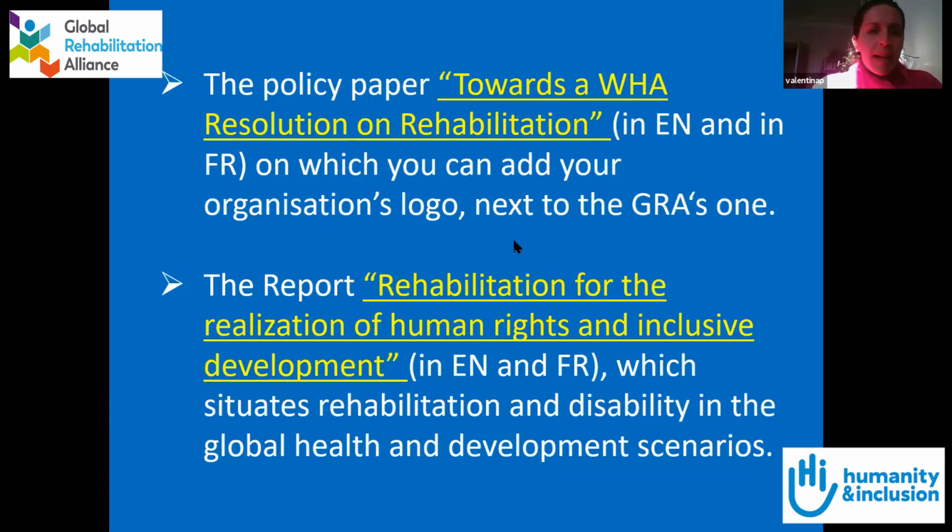And as Christoph said, ideally, at least for the policy paper, it would be very good to have some printed copies when you meet with institutional interlocutors to hand them over to them. Next slide.